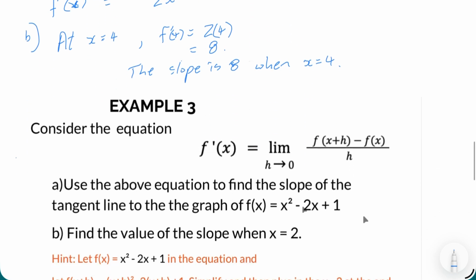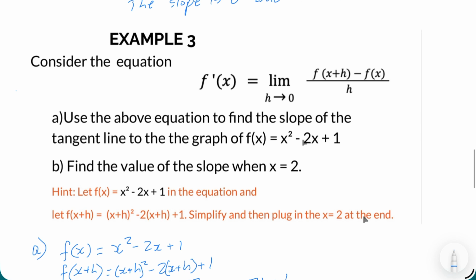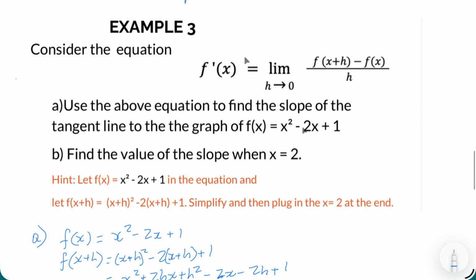Now let's look at a third example. Consider again the derivative from first principles equation. f prime of x is equal to the limit as h approaches 0 of f of x plus h minus f of x all over h, and we're going to use that equation to find the slope of the tangent line to the graph of f of x is equal to x squared minus 2x plus 1. That's a little bit longer than the one that we had earlier. And then we're going to find the value of the slope when x equals 2.